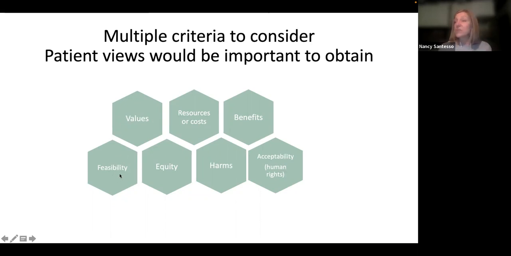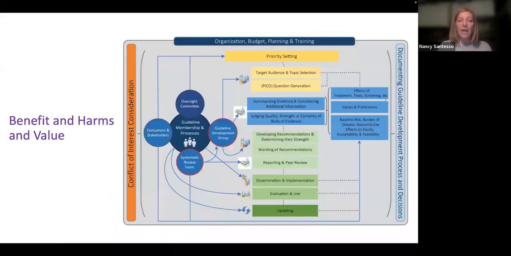How feasible is it to do this screening? Do people want to be screened or not? As someone had mentioned also in the chat. So we kind of generally call that acceptability of being screened or not. And any equity issues, who has access to these screening tests or not? Yeah, cultural issues. For some people, it may not be acceptable at all in their culture, for example. So most of the time, criteria can fall into these categories. And that's the main category that we can discuss now: benefits and harms and value.